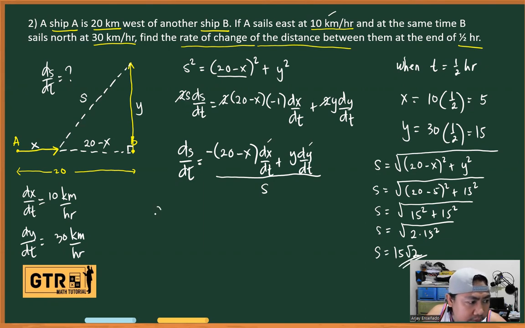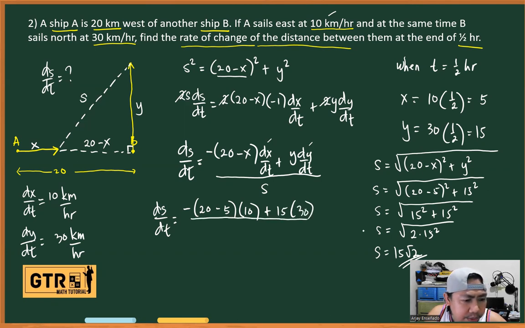So now substitute all the values. So we have ds over dt is equal to negative 20 minus x, so that is 5, dx over dt, we have 10, plus y, we have 15, and then dy over dt is 30, all over s, which is 15 square root of 2.